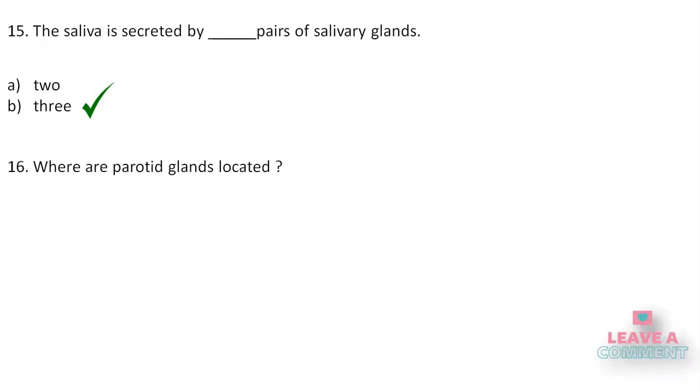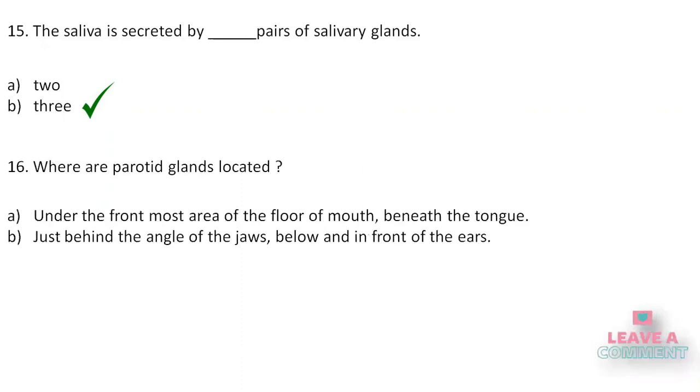Here is the question. Where are parotid glands located? And the options are, option A, under the frontmost area of the floor of the mouth, beneath the tongue, or else it is option B, just behind the angle of the jaws, below and in front of the ears. So over here, the correct answer is option B, that is, the parotid glands are located just behind the angle of the jaws, below and in front of the ears.